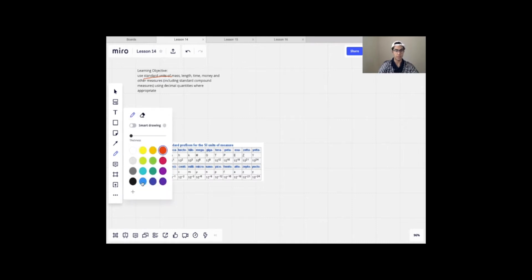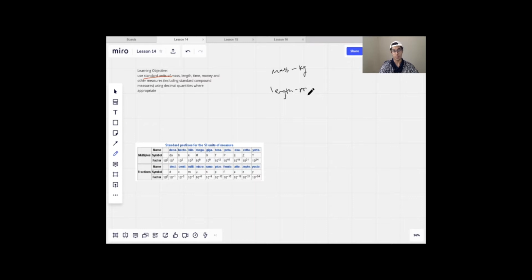So let me get my trusty pen out. For mass, it's kilograms, kg. For length, it's meters, i.e. an m. Time, seconds. Money would be something like pounds in the UK. And I always forgot this when I was dealing with money: if you were writing down £7, make sure you write £7 and then 00. That 00 really counts for a lot. And then there are some other measures that I think you'll come across.